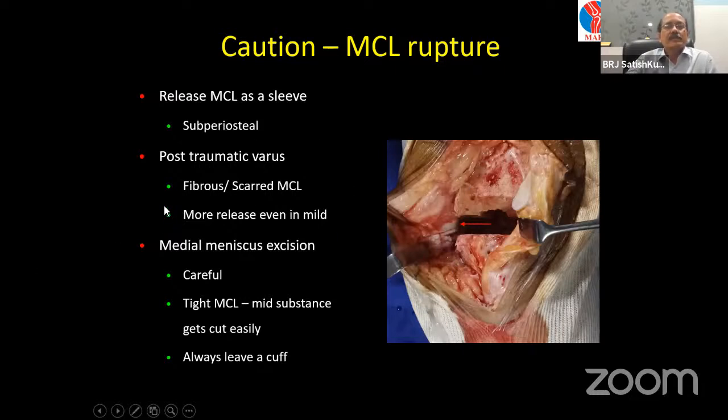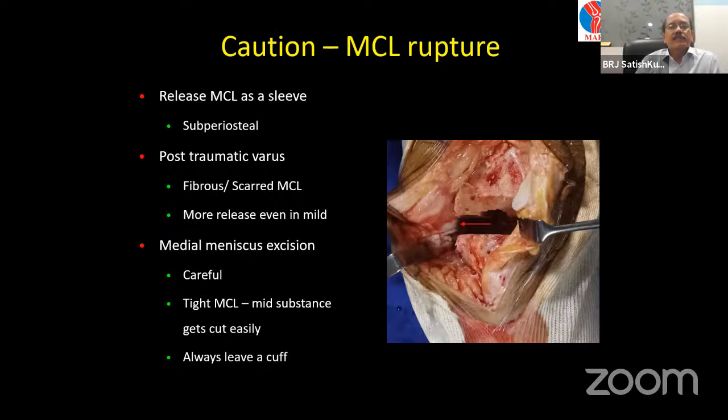And in post-traumatic varus deformity, there is significant fibrosis and scarring, because one of the indications we operate on is varus collapse, tibial condyle fractures. So in these cases, the MCL is very much scarred. So you have to do a lot of releases. Even if the deformity looks mild, you have to do a lot of releases because it is very much scarred and adherent to the proximal tibia. And many times implants may also be there.